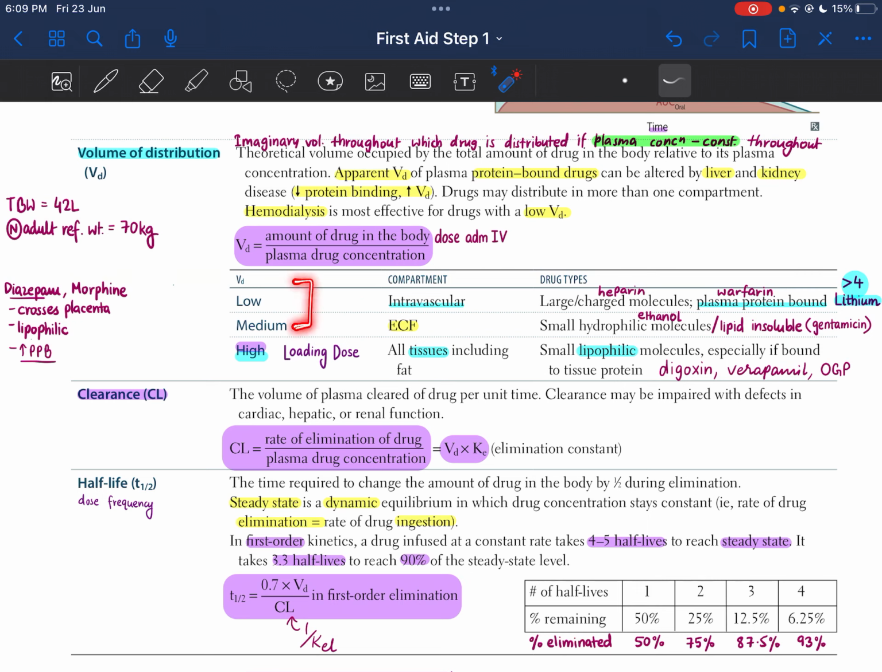Medium volume of distribution. Medium is in the extracellular fluid. It goes till the extracellular fluid but not till the tissues. These are small hydrophilic molecules like ethanol and lipid insoluble molecules. So that's why it is not going directly into the tissues, but it is going till the ECF. And gentamicin is an example. This has come.